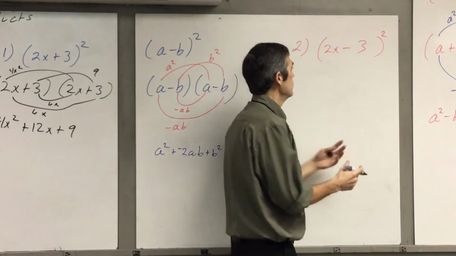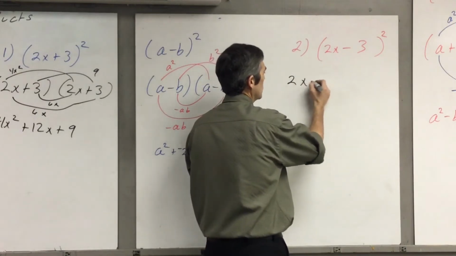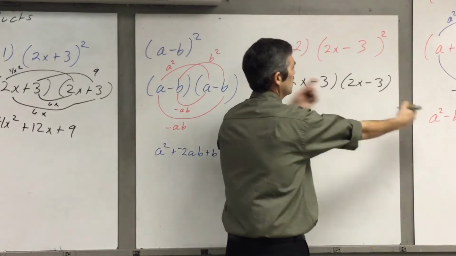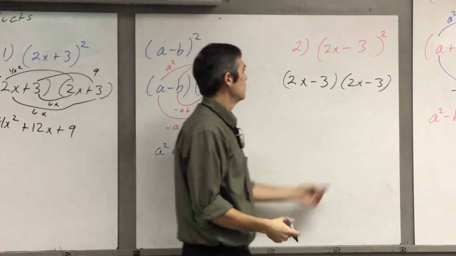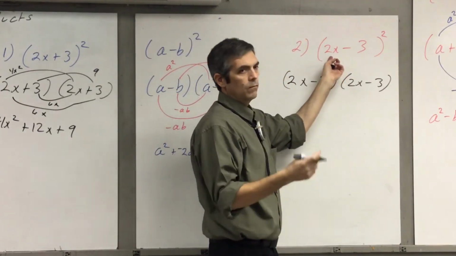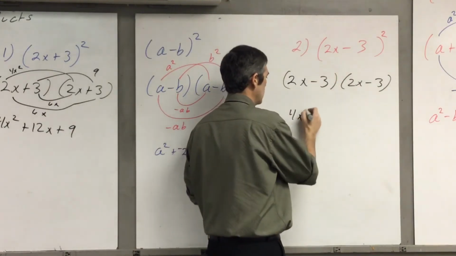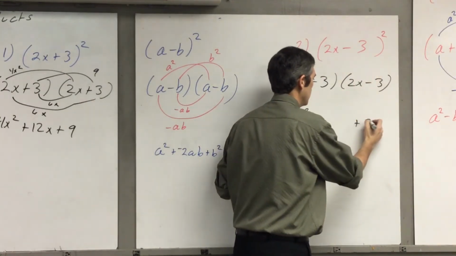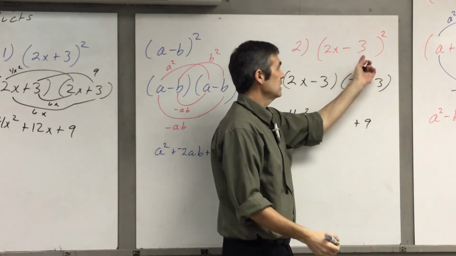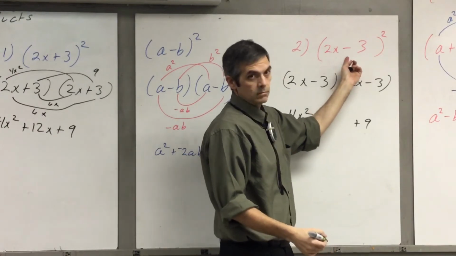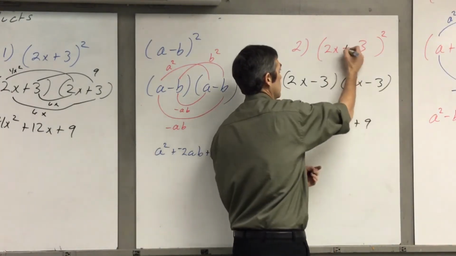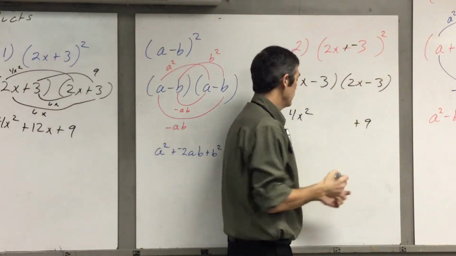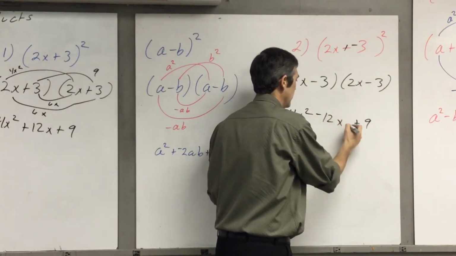All right, well, your numbers, again, 2x minus 3, 2x minus 3, this is what it would look like if you wrote it out. Well, 2x times 2x, 4x squared, negative 3 times negative 3, positive 9, 2x times negative 3, 6x, negative 6x, right? Right there. So negative 6x, you got two of them, negative 12x.